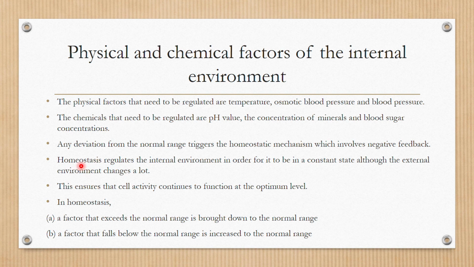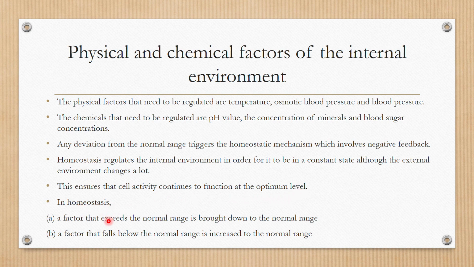So homeostasis is a process that is important to regulate the internal environment in order for it to be in a constant state, despite the external environment that changes a lot. Okay, this is very important so that the cell activity can function at the optimum level. You know that for all these metabolic activities to function, there has to be an optimum temperature, for example, or otherwise the functions or the physiological process of the body will not function well.